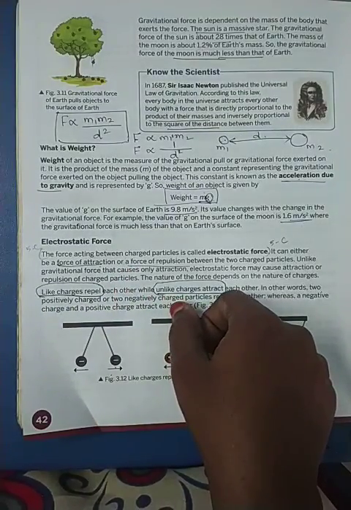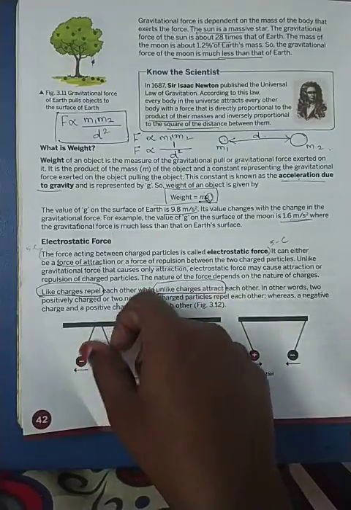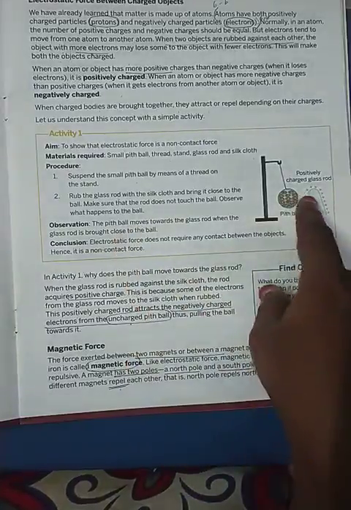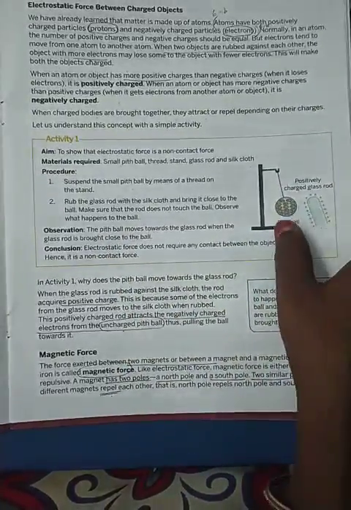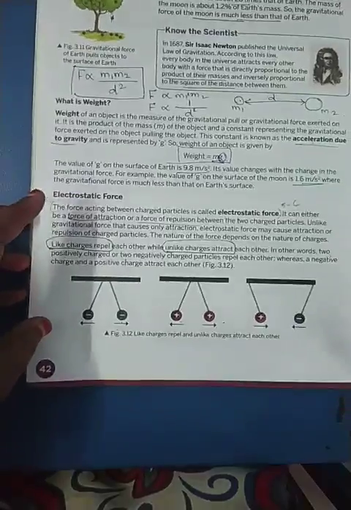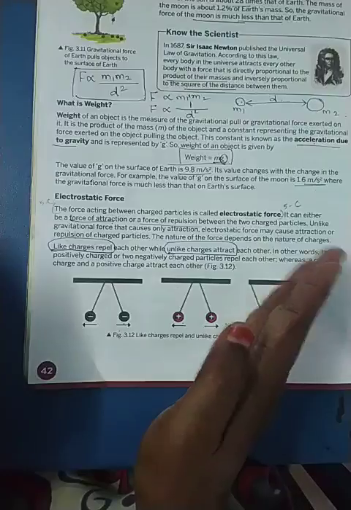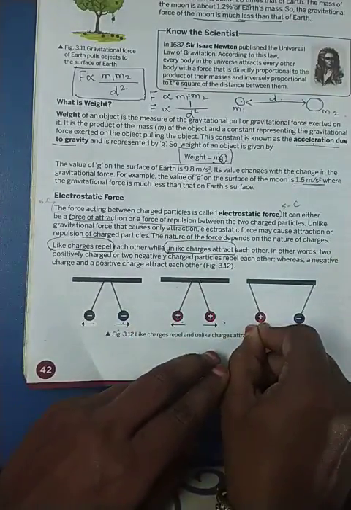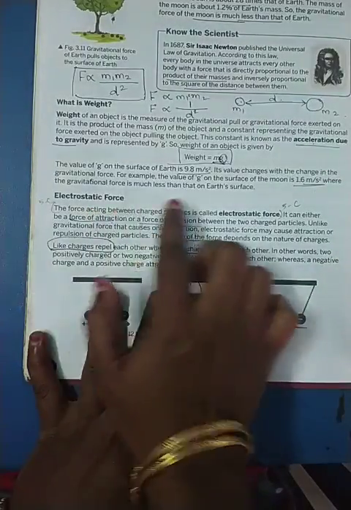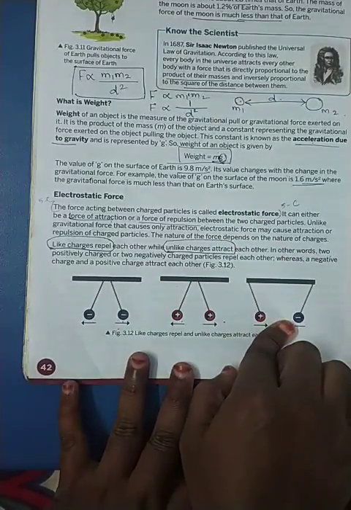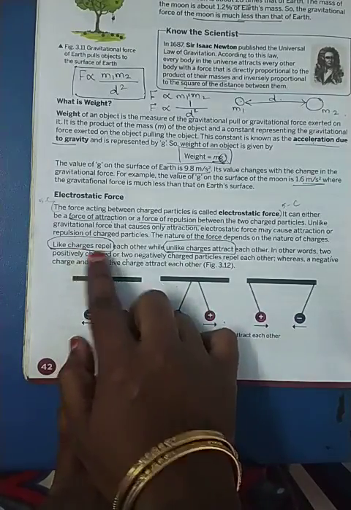How are we going to charge the particles? We charge them by rubbing a silk cloth with a glass rod. By such things we can charge it. The charged ball is called the pith ball. All these are charged. When the charged particles are either attracted or moving away from each other, this force is called the electrostatic force. Here also the charges are not in contact with each other. Either they will repel or they will attract.